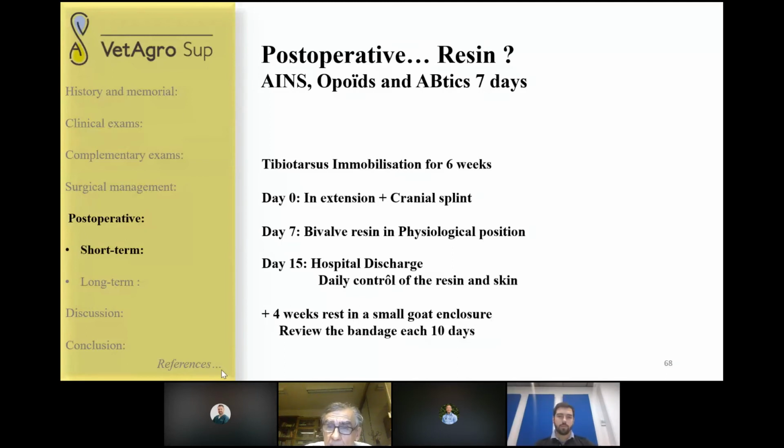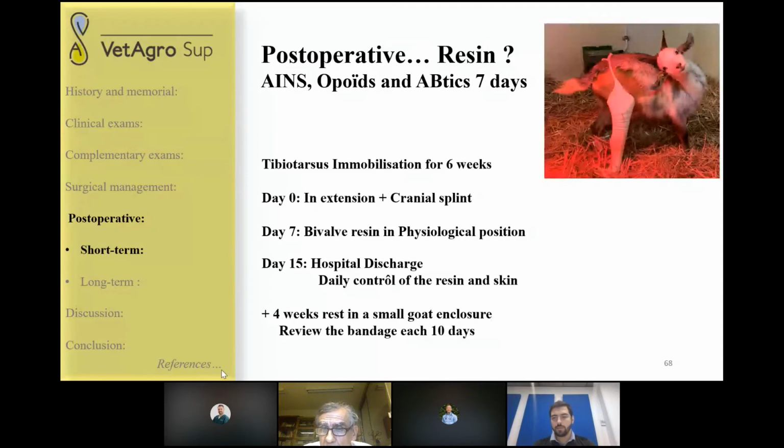Next slide, please. This is the goat 3 hours after the surgery, and she's under a heat light. At the second week, we did a bivalve resin in physiological position. Next slide, please.